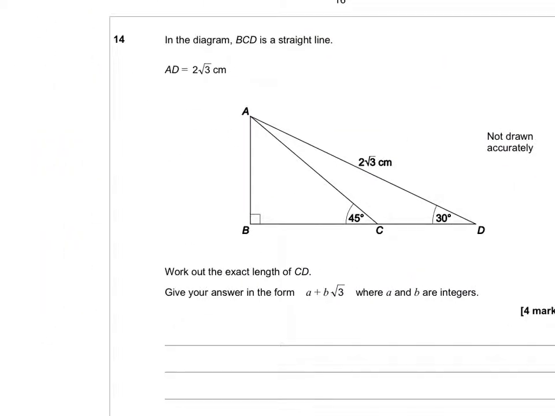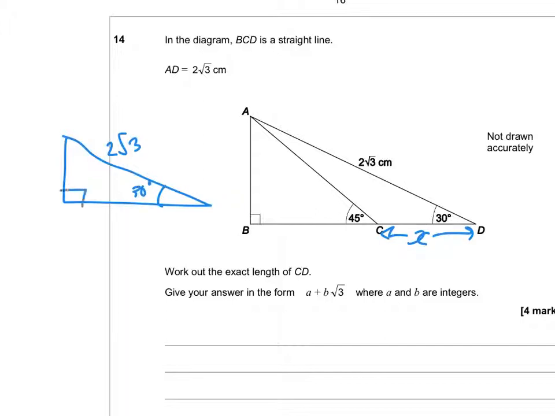Number 14, let's see what we've got. AD is 2/3, that's given to us, and we want CD, so we want this length here. Okay, now we've got a number of different bits of information. We've got a large triangle here, and this is 2/3, and this is 30 degrees, and this is a right angle.